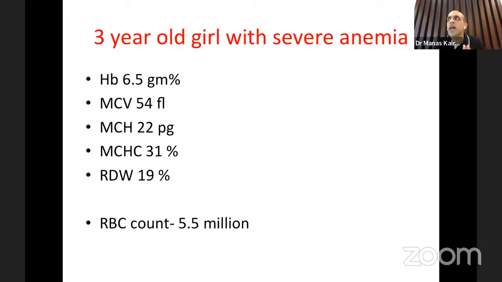And also this child's diet tells you that it's not a good diet, and there may be an associated iron deficiency. So often the picture that we see in our clinic is not a pure thal minor or a pure iron deficiency.